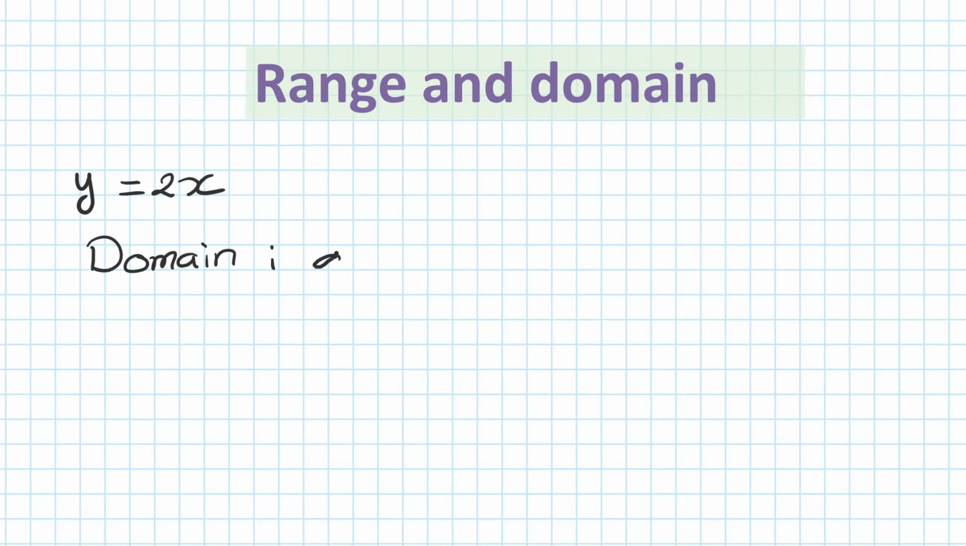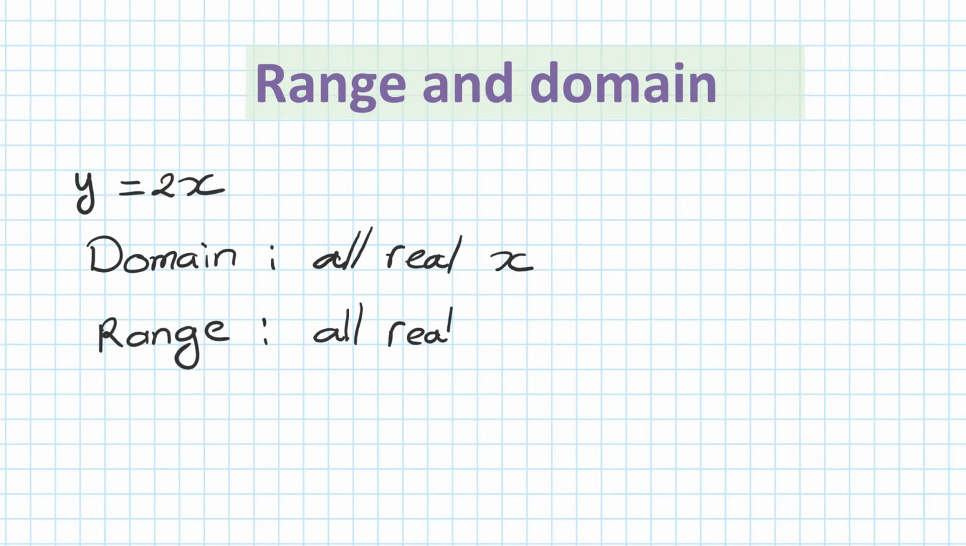is all real x because x can be any numbers. And range is the restriction of y because x can be any number, so as y. So we say all real y.